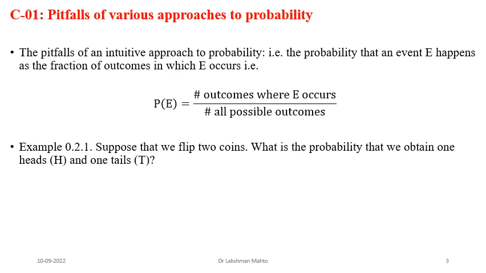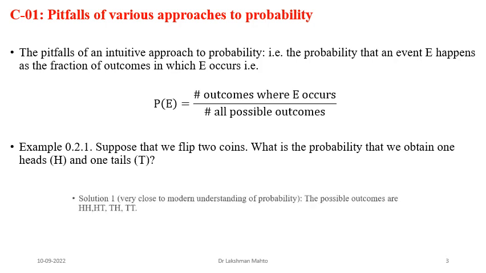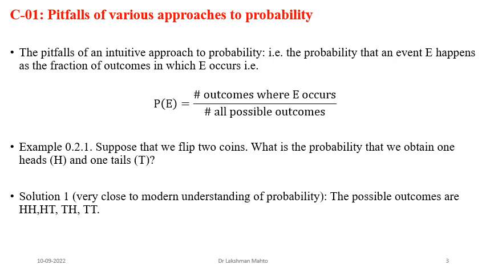Actually, two great mathematicians had two different approaches. The first approach is Kolmogorov's. Solution one is given by Kolmogorov, and we call it the modern understanding. So what did Kolmogorov do? He came up with all possible outcomes.